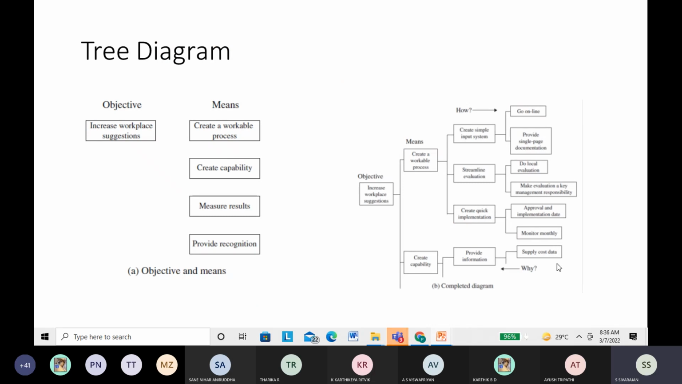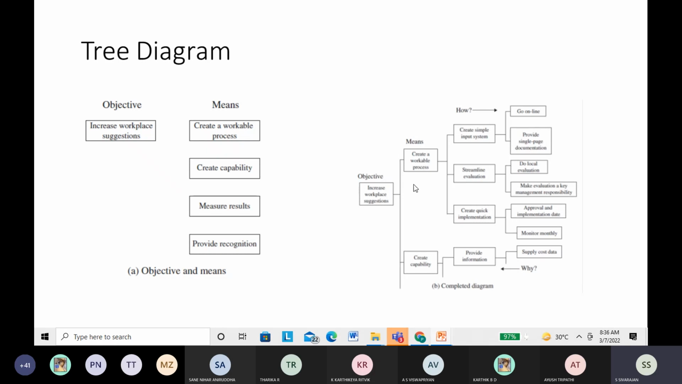Next is the tree diagram. These are all slight modifications of what we have discussed in the previous section. Here, our objective is to increase workplace suggestions, and we want to know all the reasons. We just want to investigate the objective. At the next stage, we have found out something: we want to increase workplace suggestions. So: create a workable process, create capability, measure the results, provide recognition. Like this.